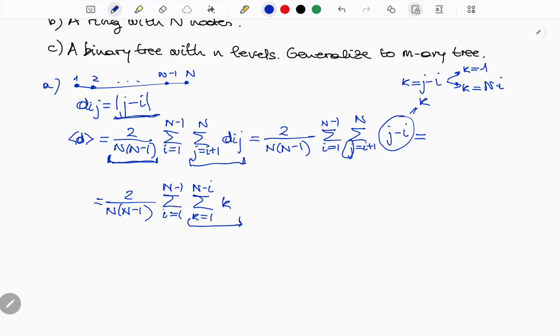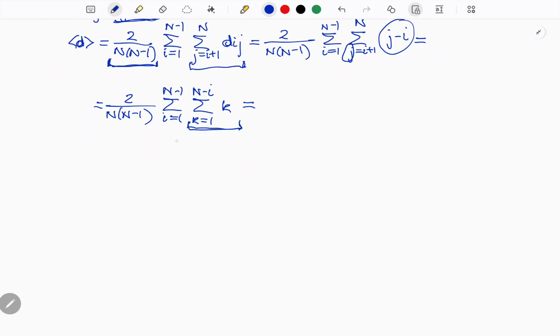Now, this thing over here is the addition of the first n minus i natural numbers. And this has a formula, okay? And what I'm going to use is that the addition from n equal to 1 until n of n is equal to n times n plus 1 divided by 2.